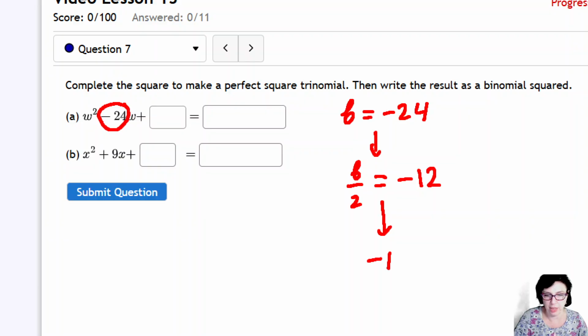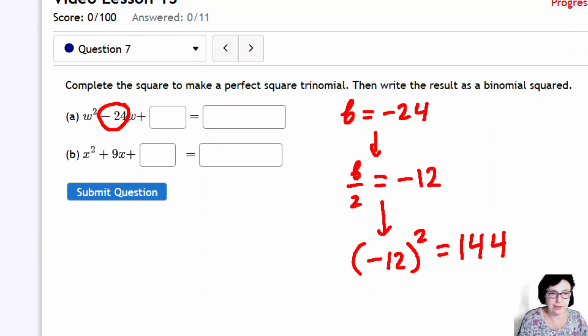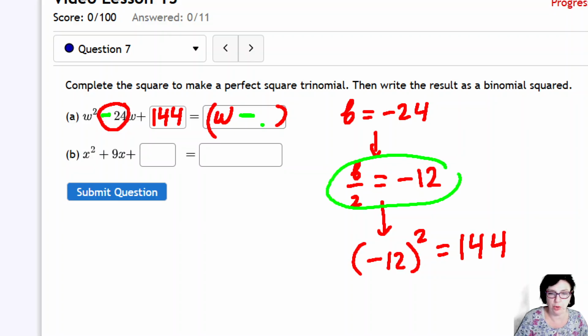So whatever you get, negative 12, you're going to square that. And then if you use a calculator, that will show you that that's 144. So that's the number that we need to add to complete the square. And how do we write the answer? It's going to be, well, in this case, the variable is w, so I'm going to put w. Then I'm also going to look at this sign. If it's negative, then this is going to be negative. And then over here, what this is missing is this particular step right here, right? 12. And that's going to be right here. So that's going to be w minus 12. And then you square the whole thing.